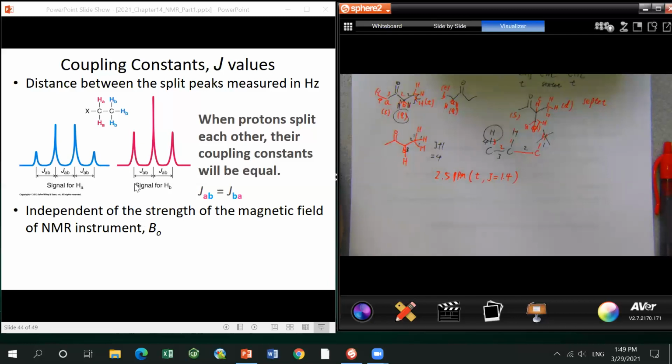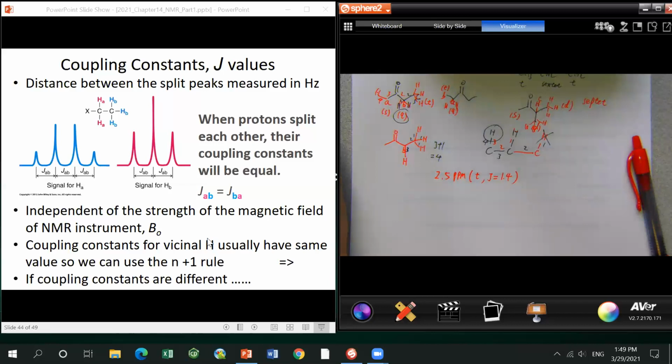So then you can identify whether two protons are neighboring each other. That's one way to do it. Also, the J coupling constant is independent of the strength of the magnetic field. So if you record the NMR spectrum for one sample on a different NMR instrument, the J values are the same. Just keep that in mind. And because the coupling constant for vicinal coupling is usually the same, we can apply the N+1 rule.